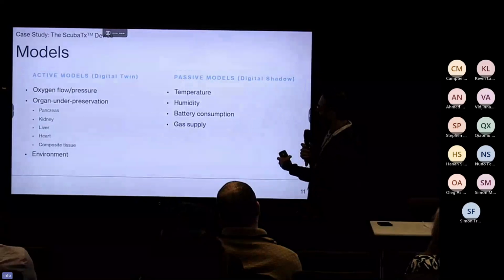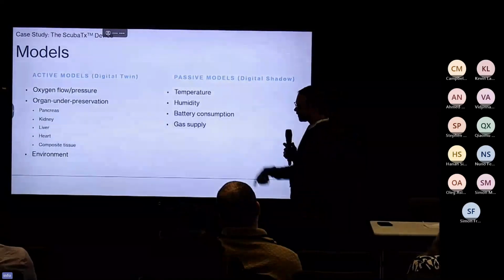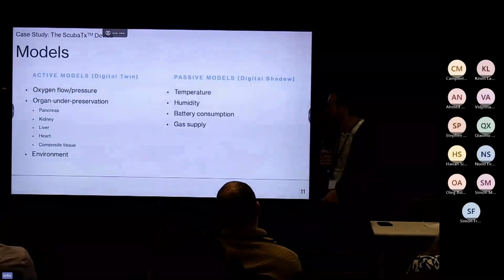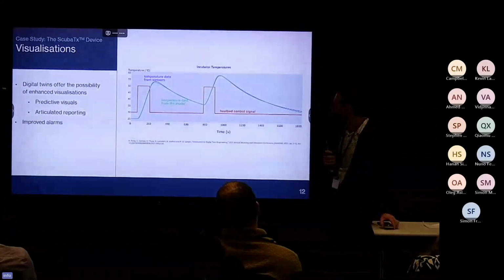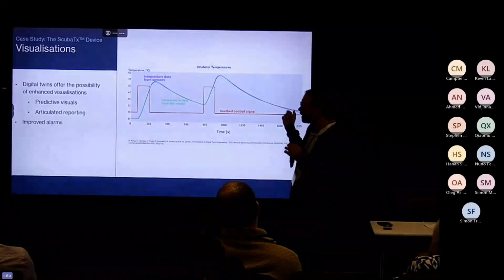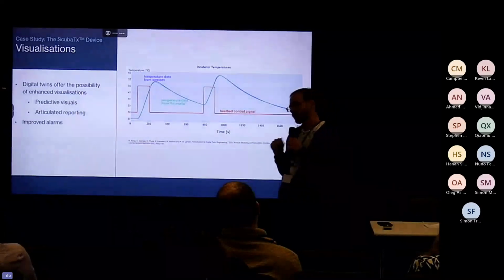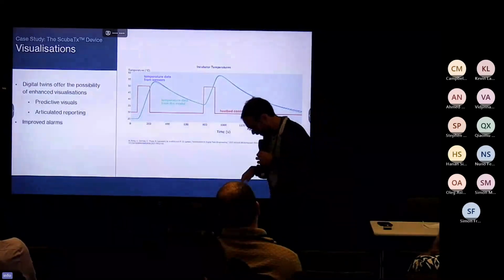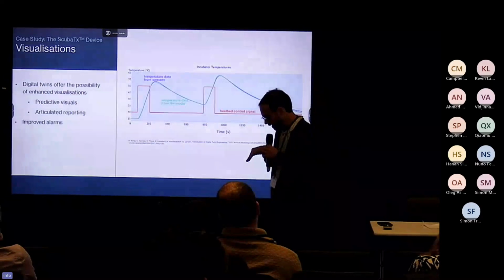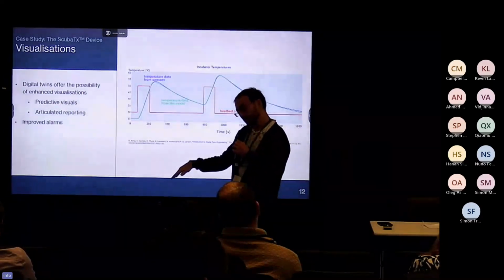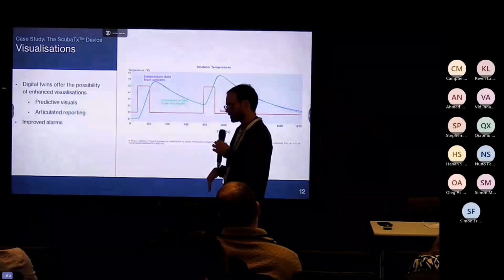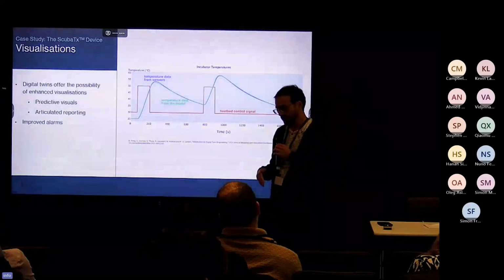But then the passive models have to do with temperature, humidity, battery consumption, and so on. The visualizations have to do with trying to do predictive maintenance, or when your problem is going to come, and as a consequence, take preventive measures or alert the user.